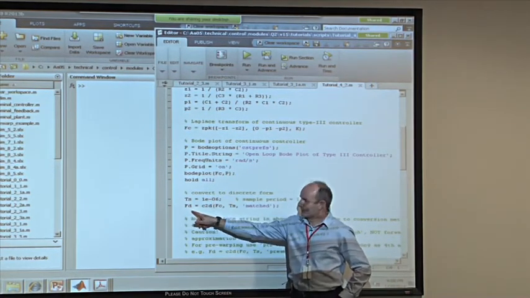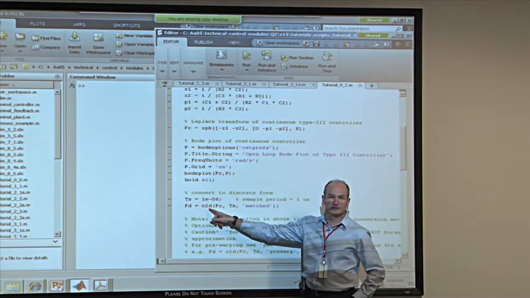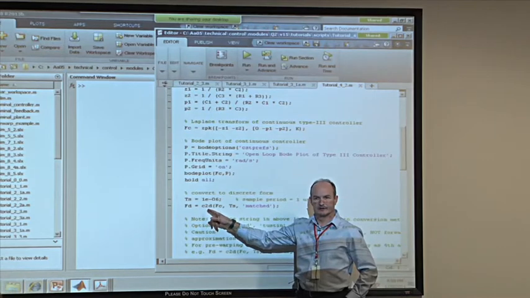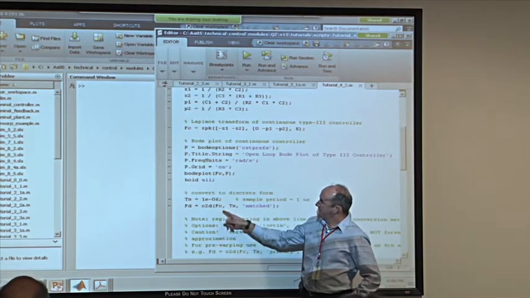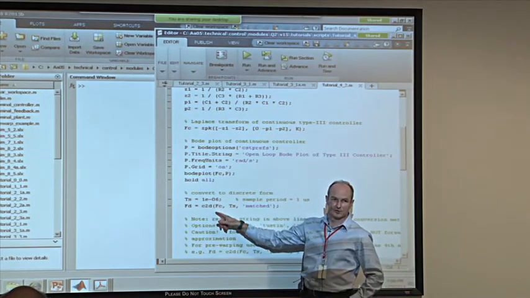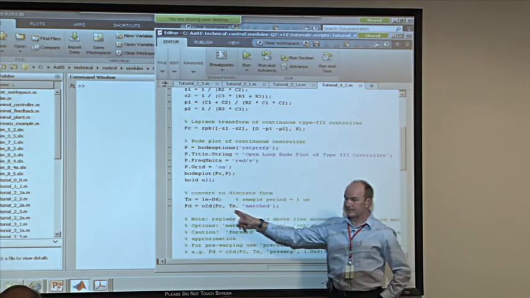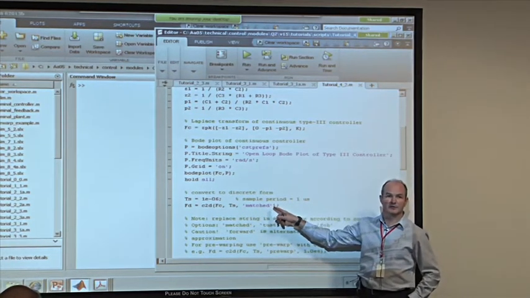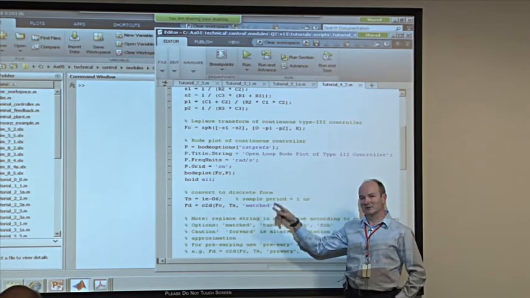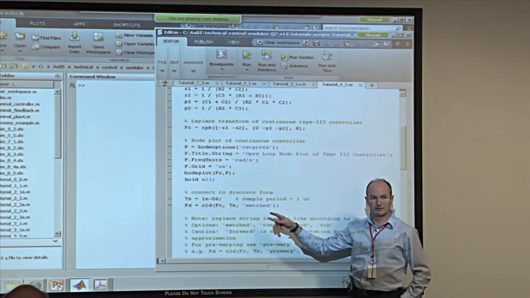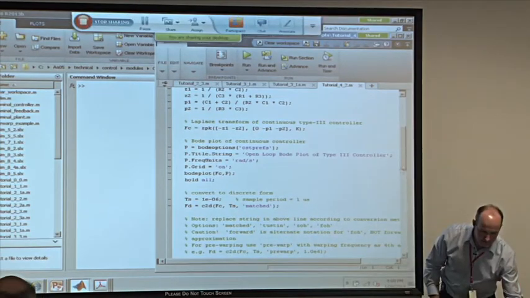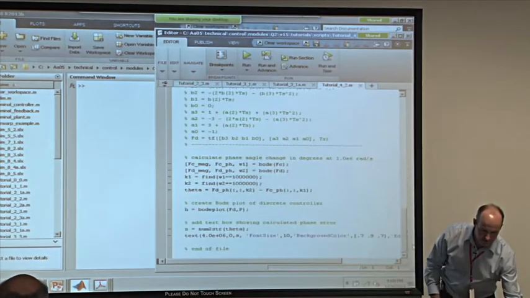And then there's an important function here called C2D. This is a MATLAB command, meaning continuous to discrete. This is the one that does the work for us. It needs to know the continuous time transfer function, the sample period, and then there is a string. The string tells it which method to use, and matched tells it to use the matched pole zero technique that I've just described.